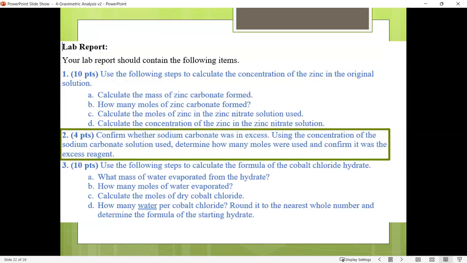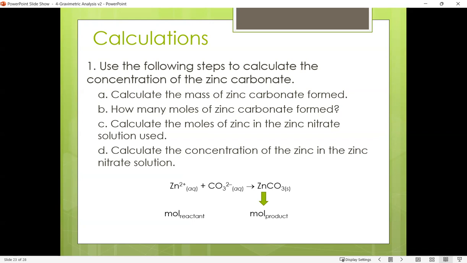Now the second one is to confirm whether the sodium carbonate was in excess. Use the concentrations of the solution to determine how many moles and confirm it was in excess. From the first one, you got the moles of the reactant, and now all we need to do is find the moles of the sodium carbonate by using volume times concentration, which gives you moles. If we compare these moles, this should be bigger than this. And why is that important? Because we're going to get some solid here, and we can just do some numbers. But in order to say that this is a valid experiment, this is the check we need to do.